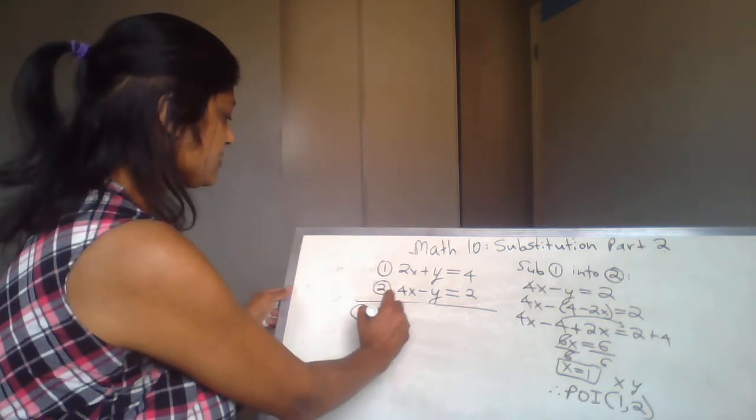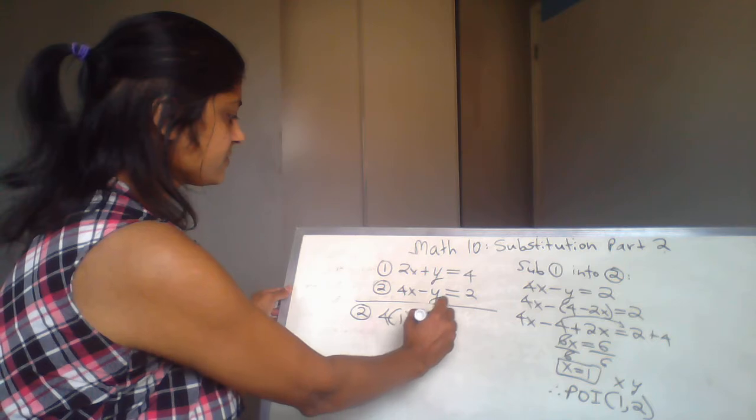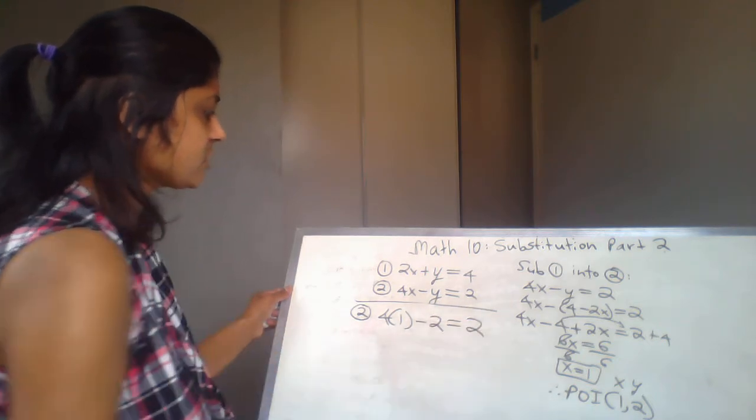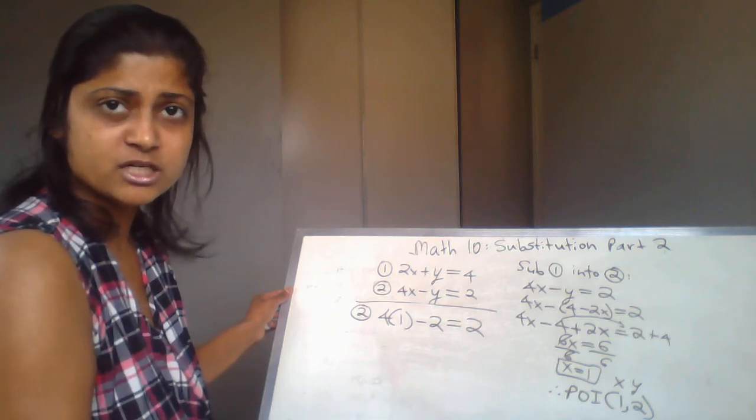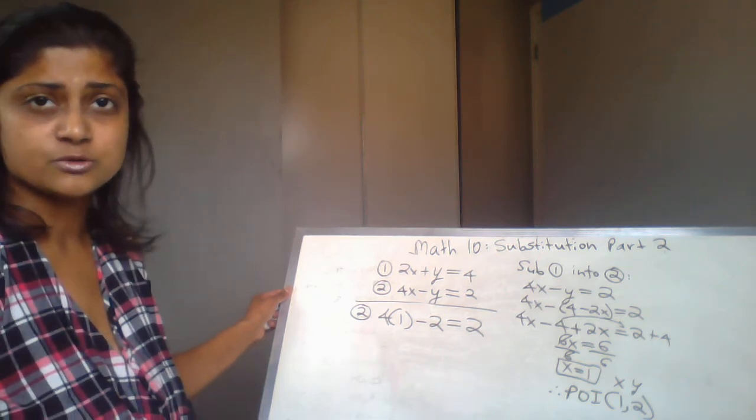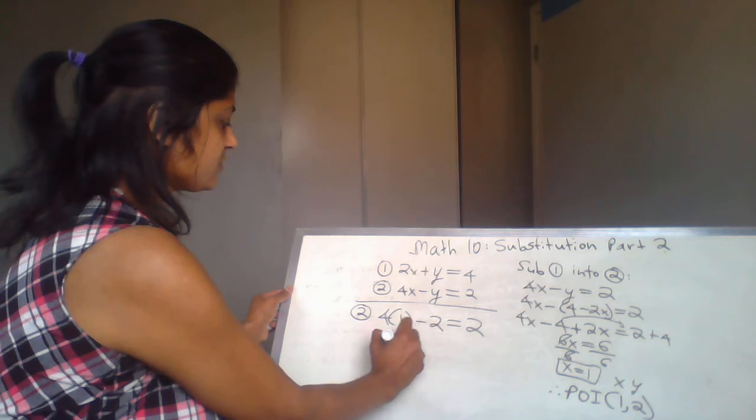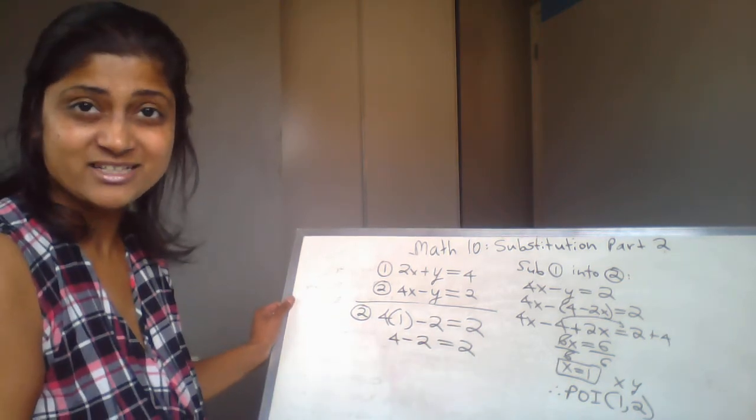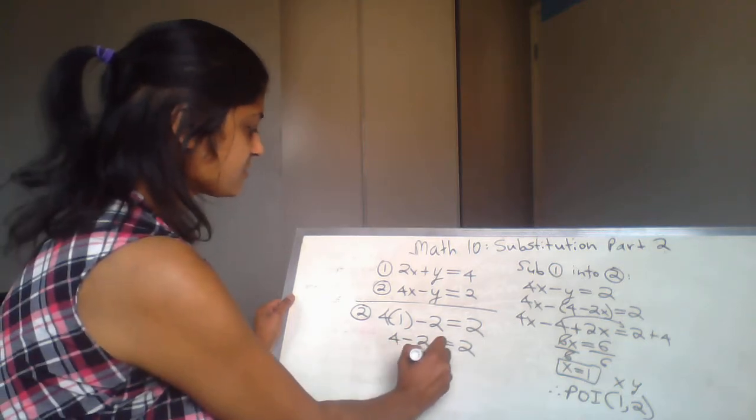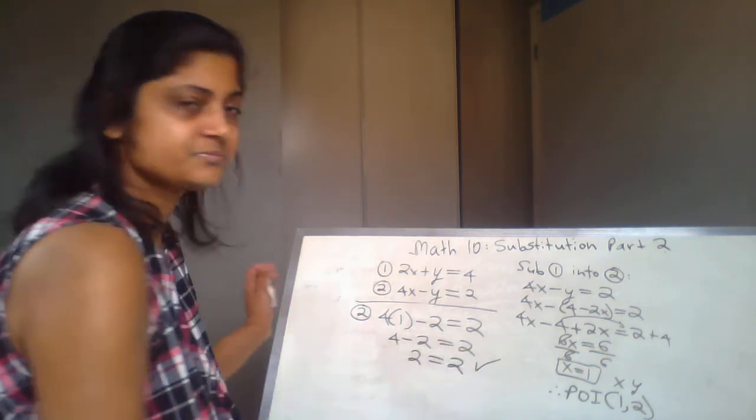So in equation 2, I'm doing 4 times 1 minus 2. The minus 2 is basically from the point of intersection, where the y component is actually 2. So I end up doing 4 minus 2 equals 2. I'm checking basically the left side. 4 minus 2 is also 2. So 2 is equal to 2.